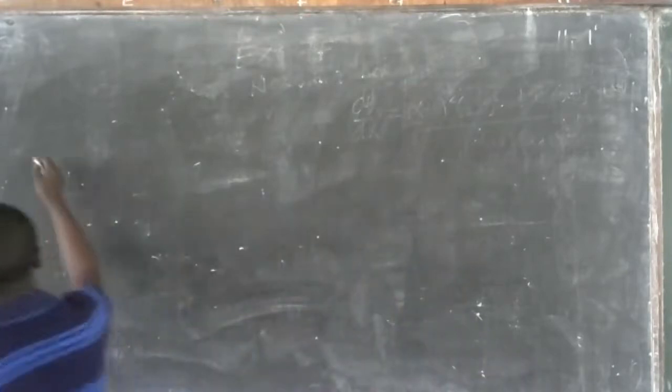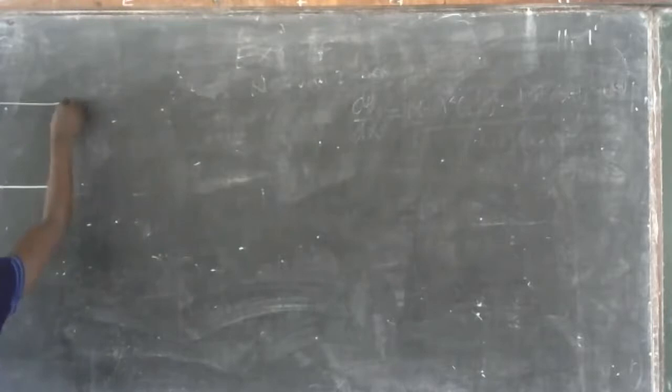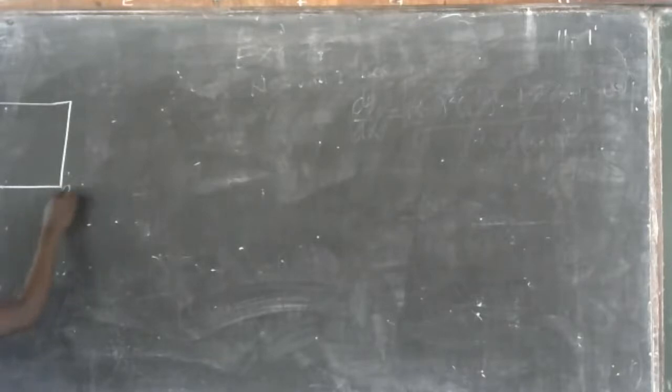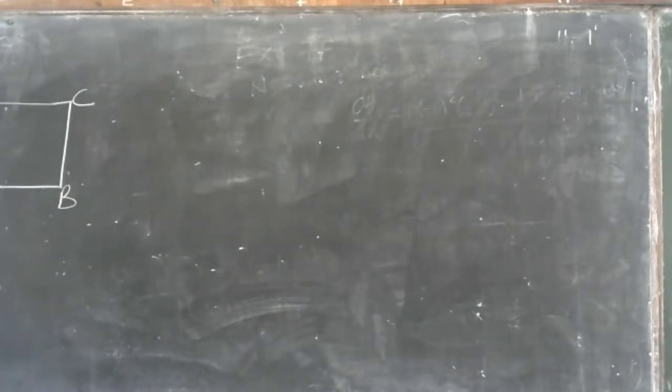So it was a square ABCD acted upon by forces. They gave us, can you remind me?